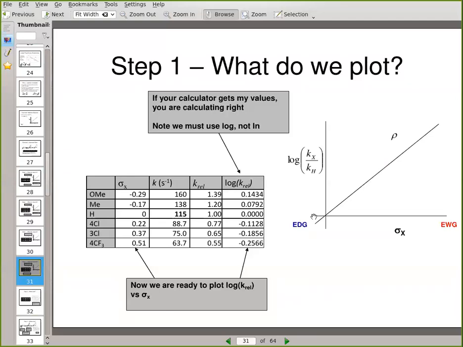We wanted our graph to go with the unsubstituted H right at the middle, and then we wanted to have our other points on the other side. So please, this is how we build up log kx over kh. We first divide by 115 to get these values. We divide by the unsubstituted. Then we take the log of it, and we've got our y values. Now we're ready to plot the y's, our log krels, against our x's, which we got from the table, the sigma, the Hammett substituent parameters.